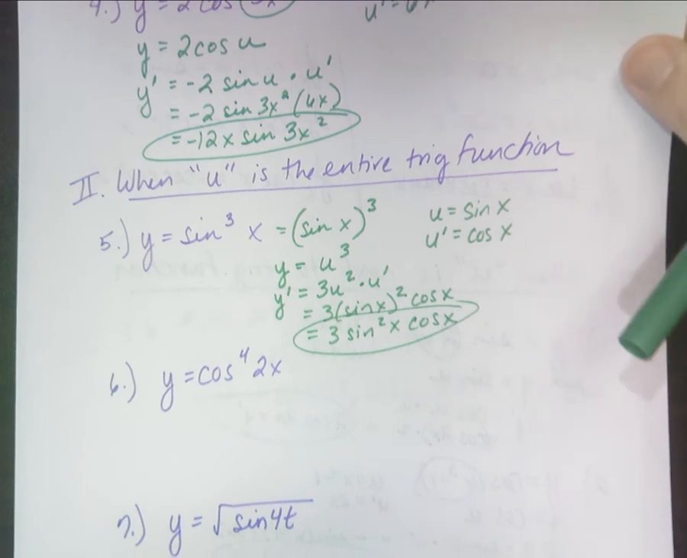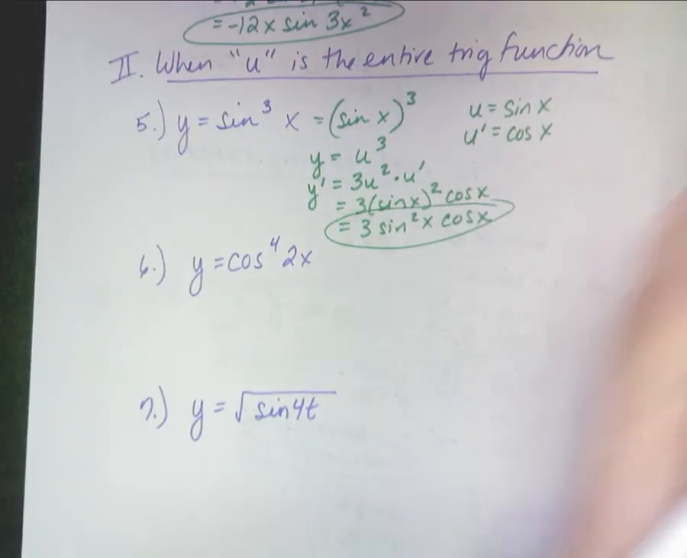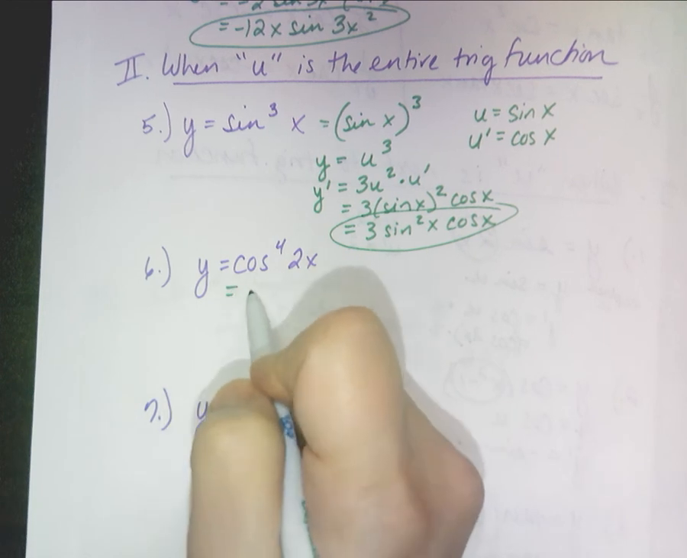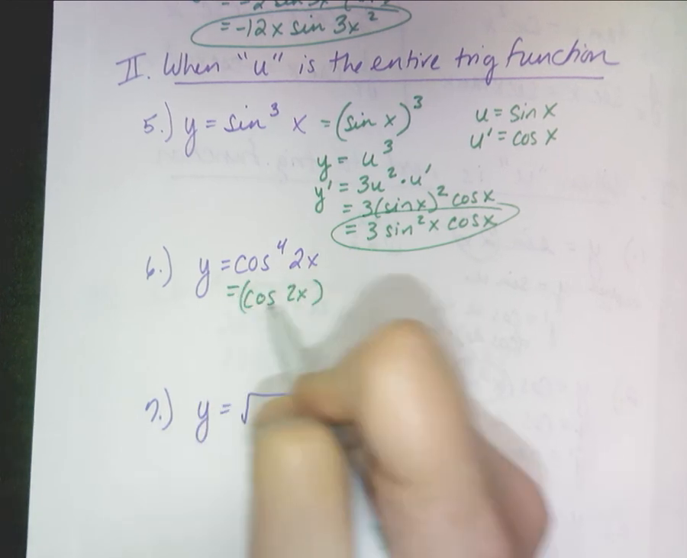All right, let's try another one. Cosine to the fourth of 2x, or another way to write that would be cosine 2x all to the power of 4.